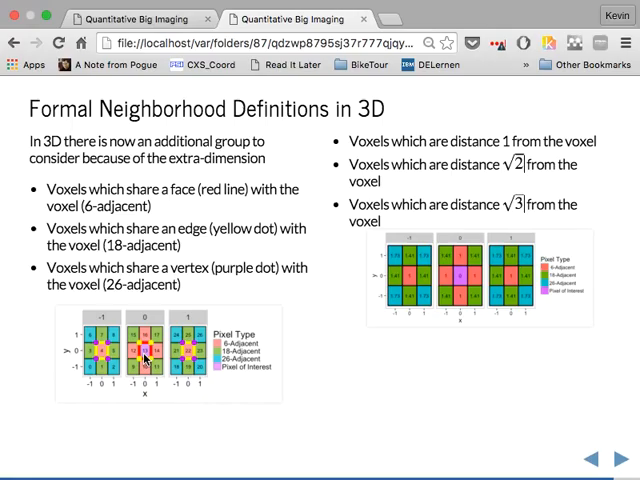The ones that share an edge, which are shown as sort of the yellow lines, are the 18 adjacent. And so that's the ones that are also here and here, but they're not sharing a face. And then the ones that are sharing a vertex, which are these purple dots, are the 26 adjacent. So you sort of move up. You could, again, use a distance metric to define it, where the ones that are 1 unit away are defined as the 6, root 2 units away are the 18, and root 3 units away are the 26.